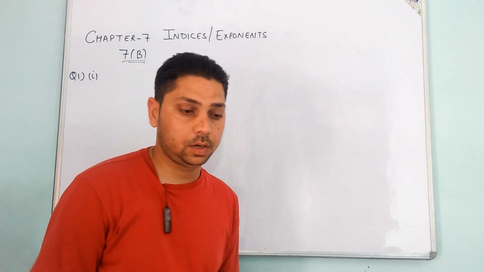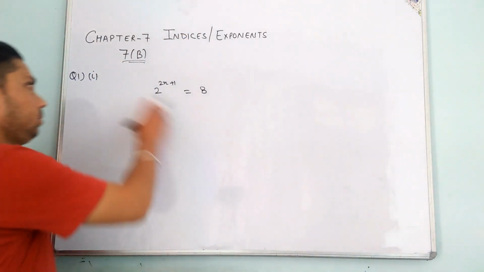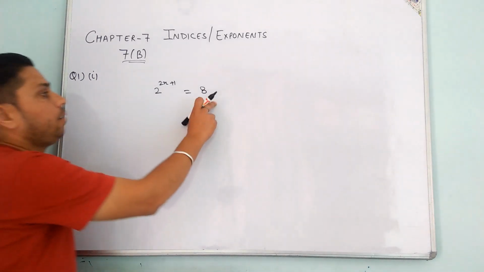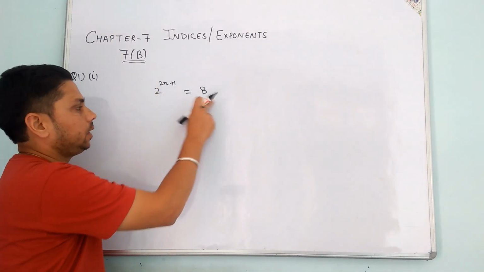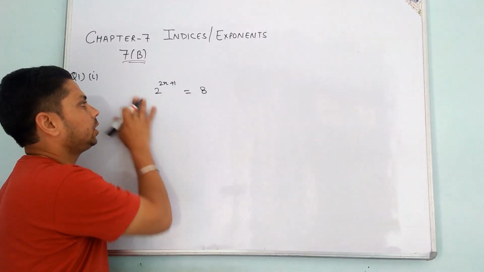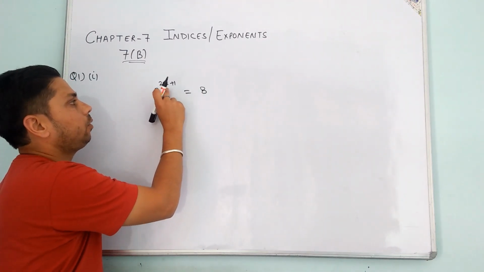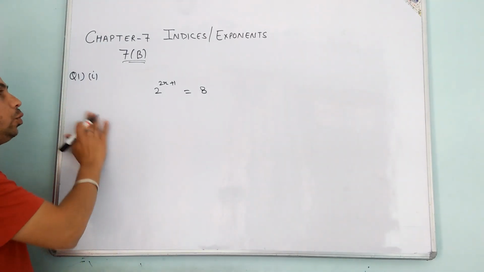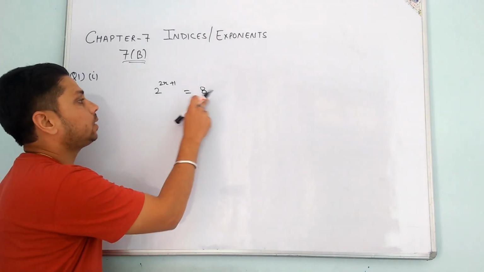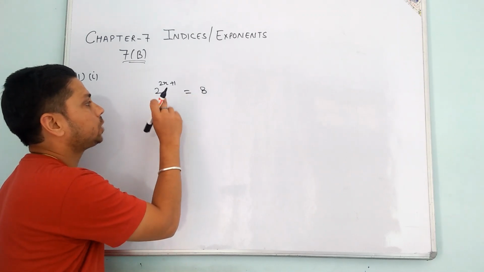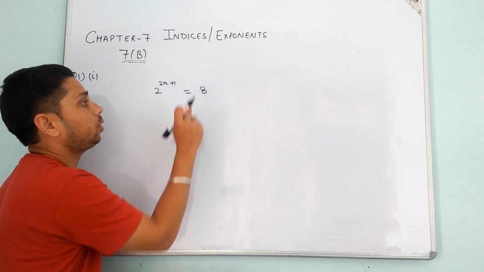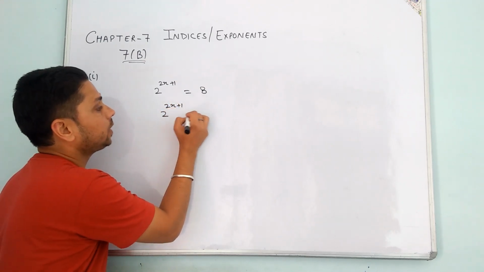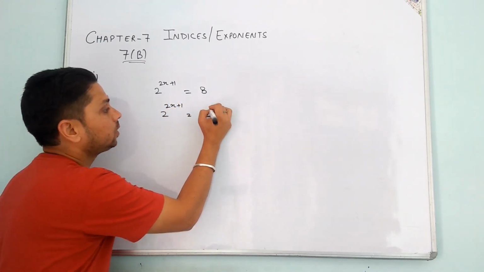Question number first, that is solve for x. We have to find the value of x in this given condition. What is given: 2 raised to power 2x plus 1 is equal to 8. First thing you have to do in these kind of questions is make the base the same on both sides. Here 2 is the least base, make 2 on the other side also, that is 2 raised to power 2x plus 1 equal to 2 raised to power 3.